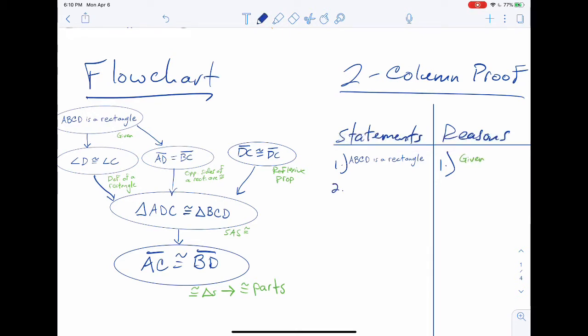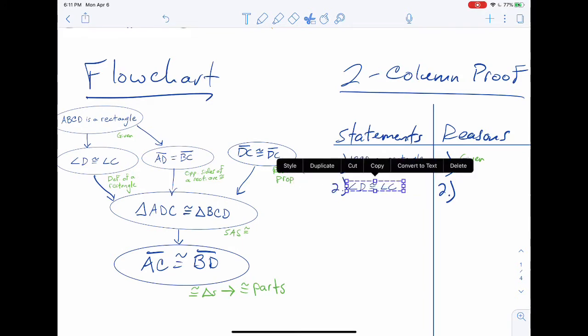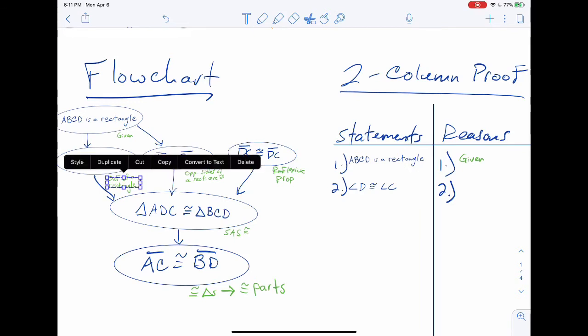Statement 2. If ABCD is a rectangle, then we were able to say that angle D was congruent to angle C. Why were we able to say that? Well, because of the definition of a rectangle.